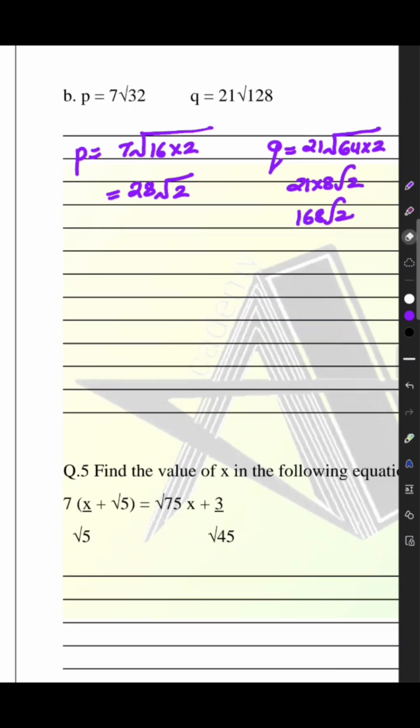And now let me divide and find the ratio. So this will be P, 28 root 2 over 168 root 2. Cancel this out. Obviously I can cancel this by 4. So this will be 7 and this will be 42. Again I can cancel 7 times 1 and 7 times 6. So the final answer is 1 over 6, or the ratio is 1 ratio 6.